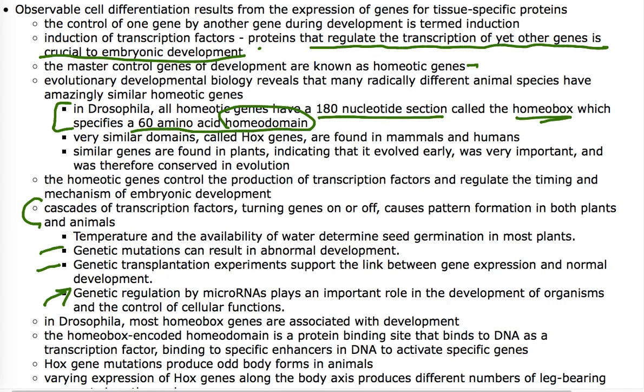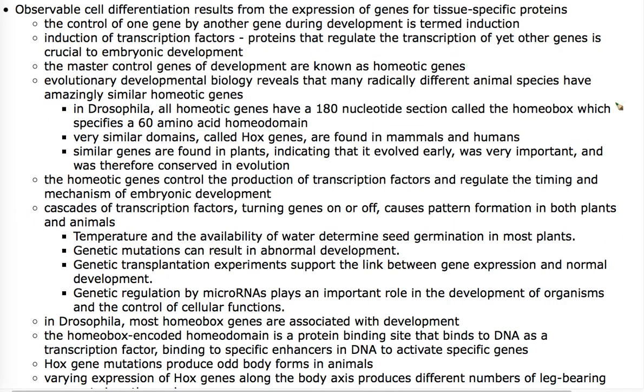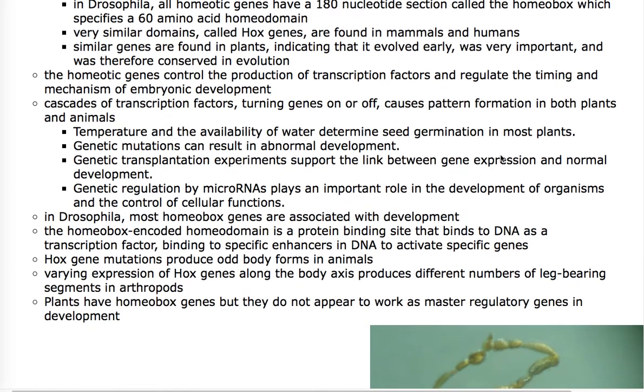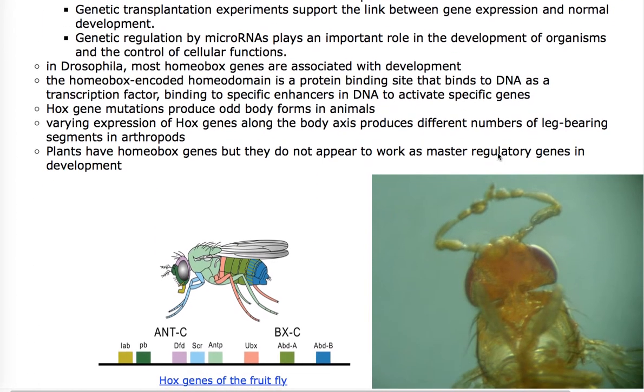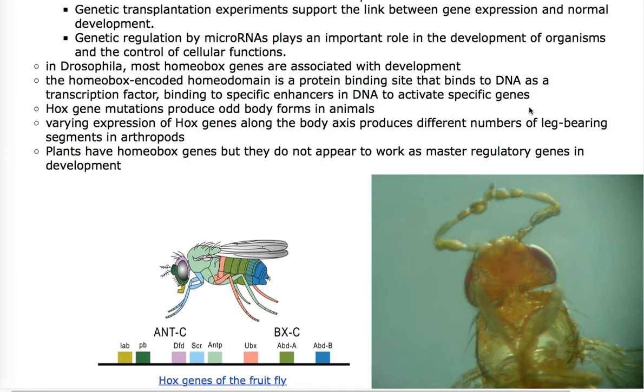So it turns out that in Drosophila, most homeotic genes that have been discovered with the homeobox are associated with development. The homeobox encoded homeodomain is a protein binding site that binds to DNA as a transcription factor. So in other words, the homeobox is the part of the transcription factor that actually binds to DNA.